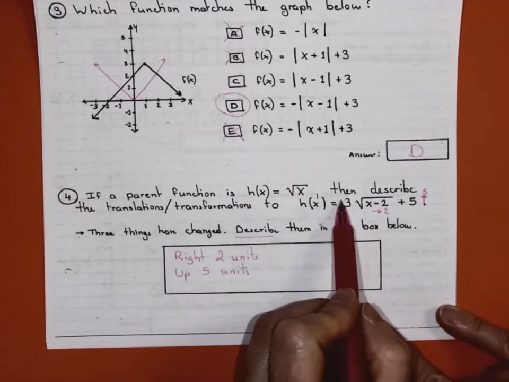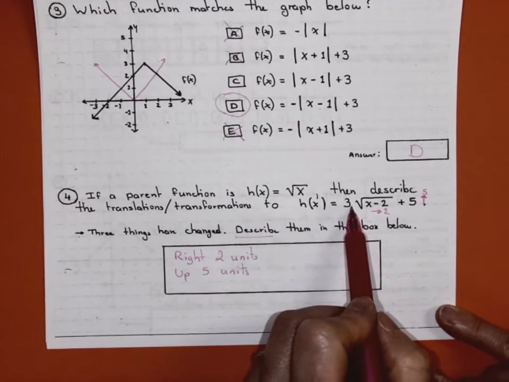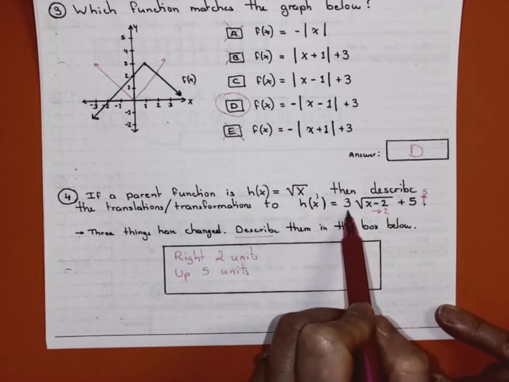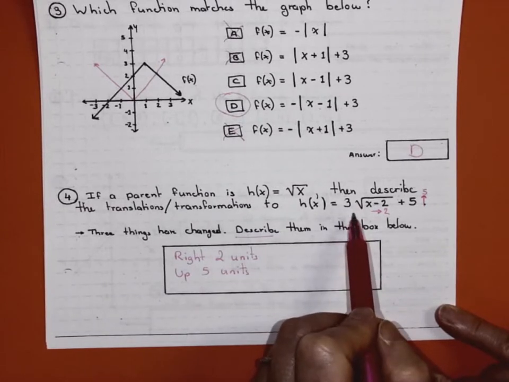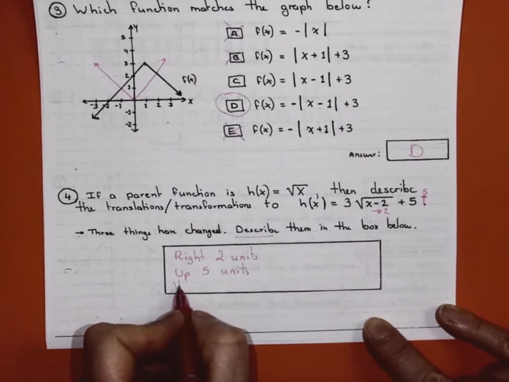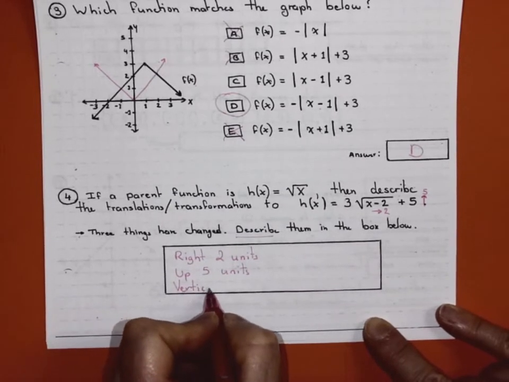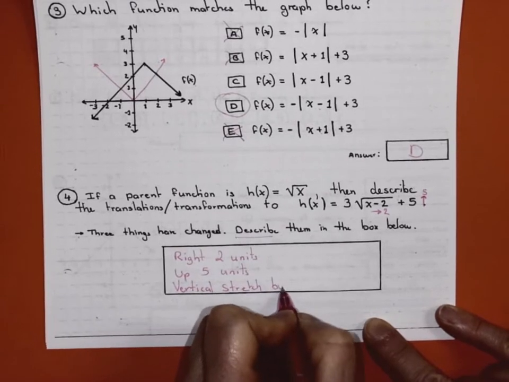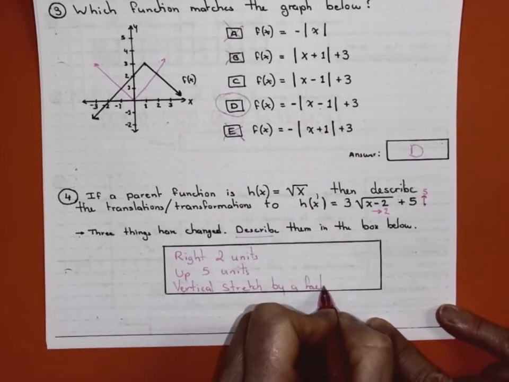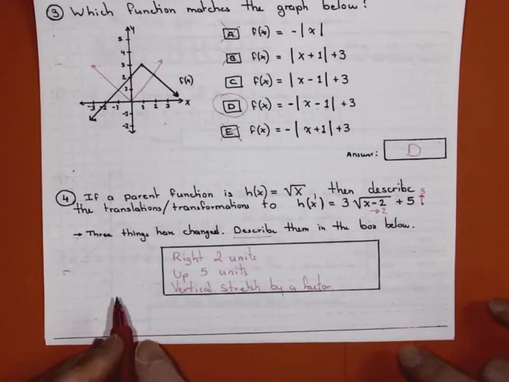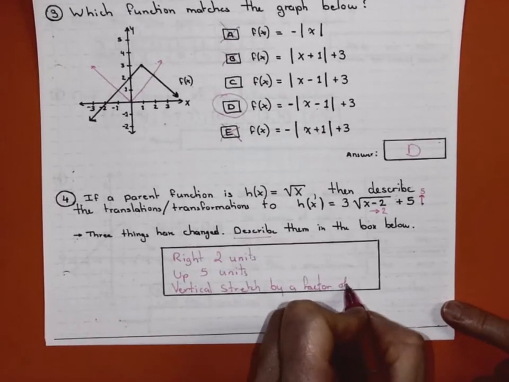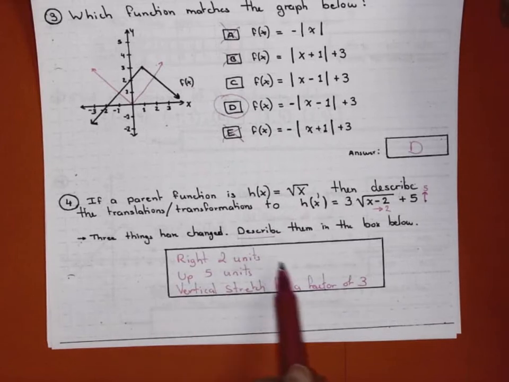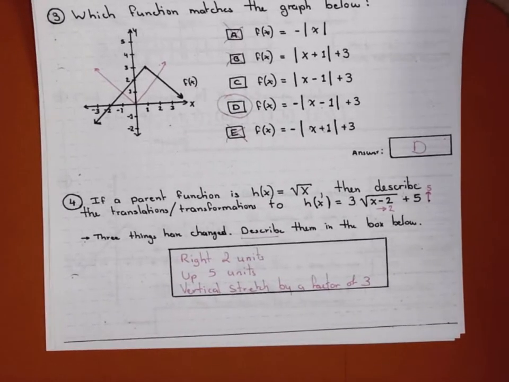And then we have a number in the very front here, and those are your vertical stretch or compression. Since the number is greater than 1, this is a stretch. So we have a vertical, make sure you write that vertical stretch there, by a factor, and here we have to say by how much do we stretch it, right? It's a vertical stretch by a factor of 3, because that's the number we have. So that's what we mean by describing the transformations.